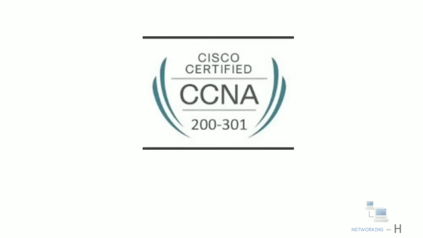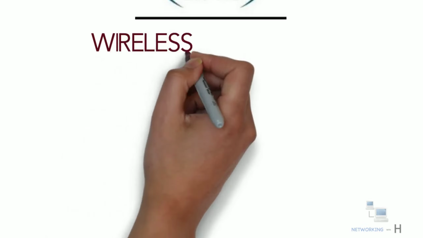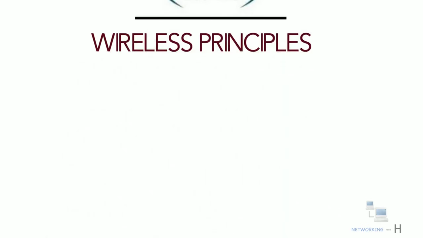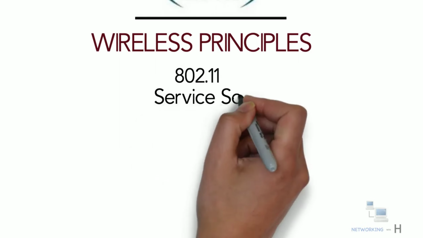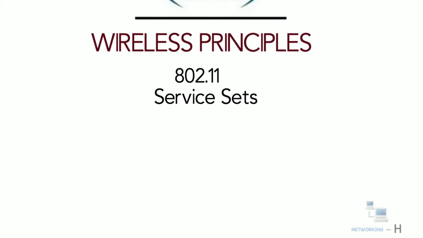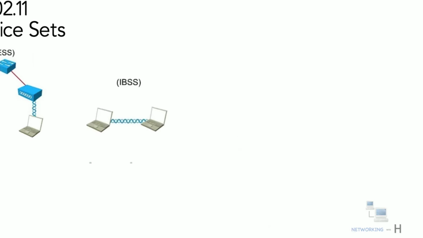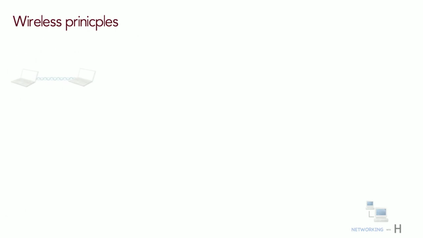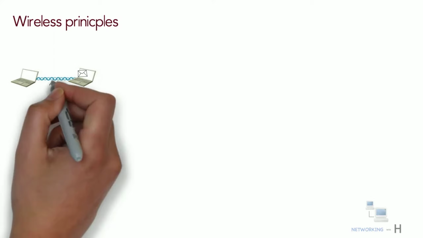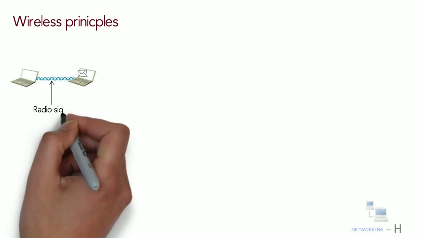Hello everyone. In this session of the CCNA series, I'll discuss wireless principles and different types of wireless LAN 802.11 service sets such as BSS, ESS and IBSS. A wireless communication usually involves an exchange of data between two devices by using radio signals rather than a wired link to exchange the data.